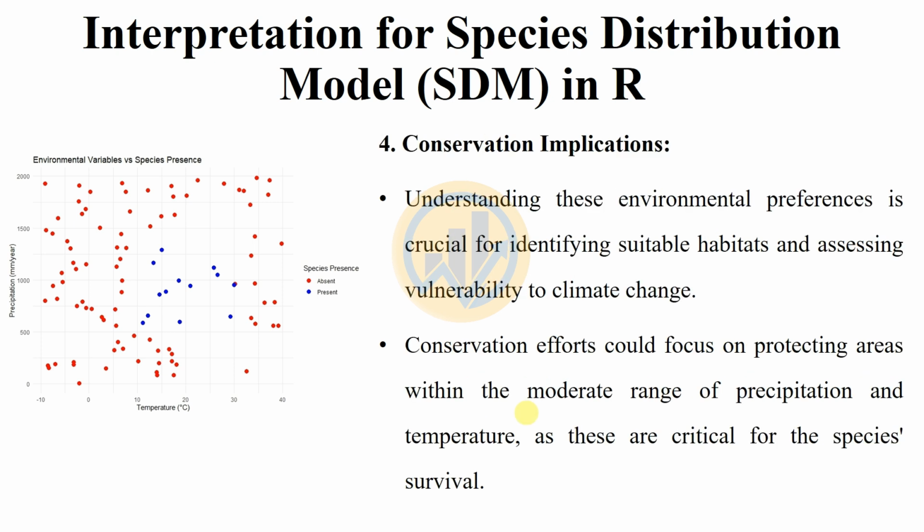The conservation implications. Understanding these environmental preferences is crucial for identifying suitable habitat and assessing vulnerability to climatic change. Conservation efforts should focus on protecting areas within the moderate range of precipitation and temperature, as those are critical for the species' survival.